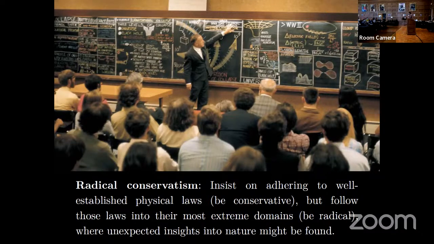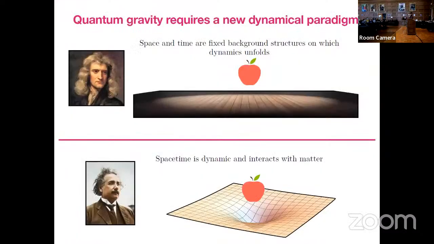So this is exactly quantum gravity. And by conservative, I mean our best theory of space-time, general relativity. What general relativity tells us is how we might have to rethink some of those postulates. I think maybe it's uncontroversial in this audience to say that quantum gravity requires a new dynamical paradigm.